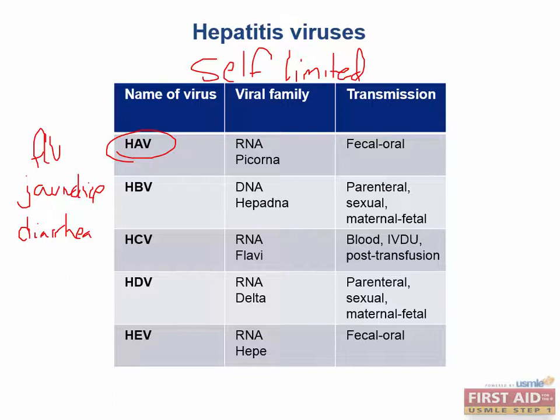In acute hepatitis A infection, the AST and ALT levels are usually in the thousands. They are very, very high. Do you remember what the normal AST and ALT levels are?